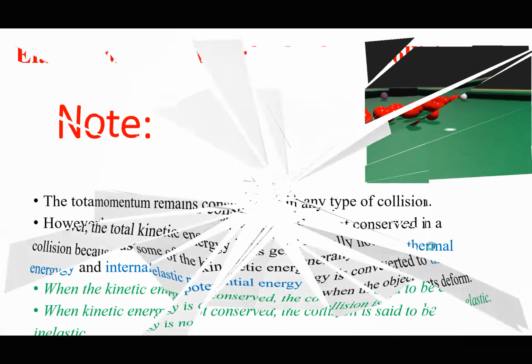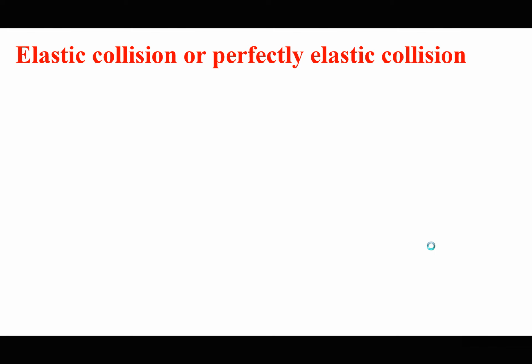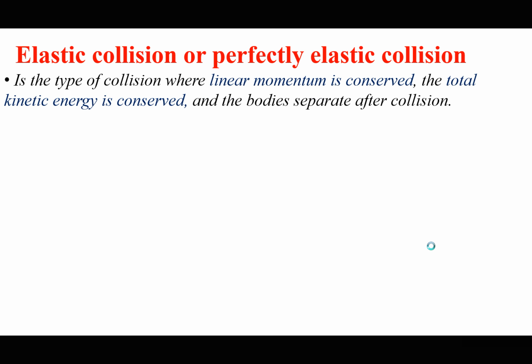Let's first concentrate on elastic collisions, or perfectly elastic. Many times I will just say elastic, but it's always perfectly elastic. This is the type of collision where linear momentum is conserved and total kinetic energy is conserved, and the bodies normally separate after the collision.